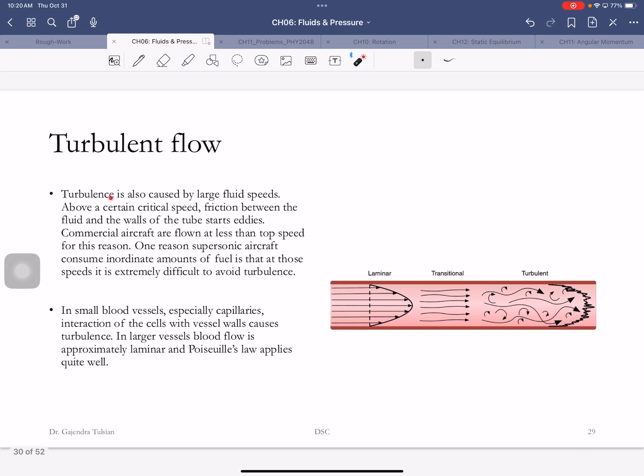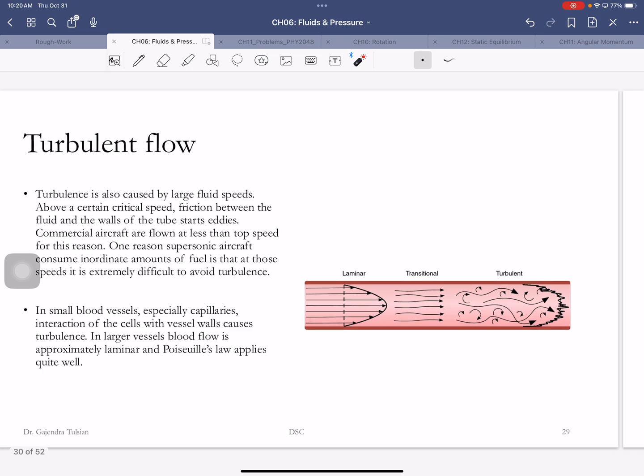Turbulence is also caused by large fluid speeds. If a fluid flows too fast, then it'll become turbulent. Above a certain critical speed, friction between the fluid and the walls of the tube starts eddies. Commercial aircraft are flown at less than top speed for this reason, because they're trying to avoid turbulence.